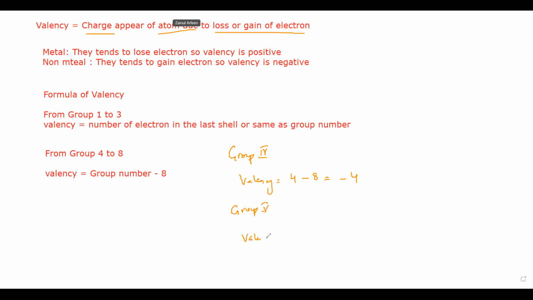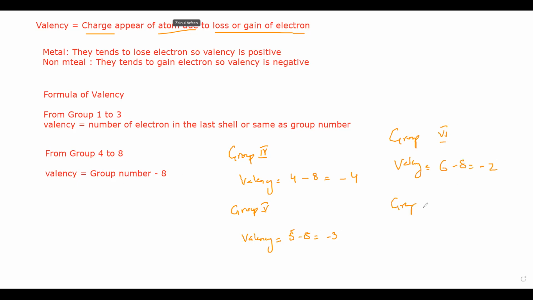What is the valency or the charge? The formula to calculate the charge from group 4 to 8 is group number minus 8. So for group 5, it is 5 minus 8, which is equal to minus 3. For group 6, the valency is equal to group number minus 8, so that is equal to minus 2.